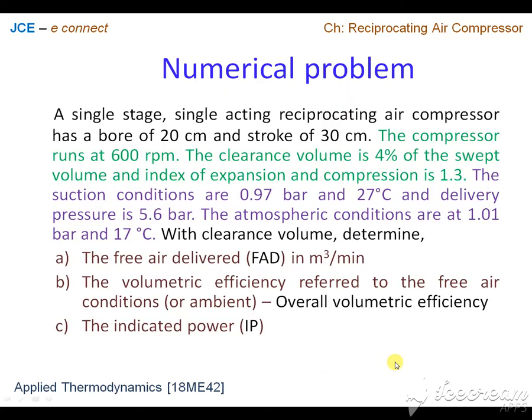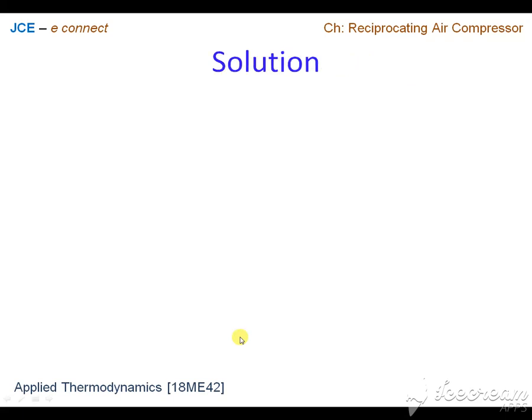Now let us look at the problem. We have a single stage, single acting reciprocating air compressor, with bore and stroke given to us, and the compressor is running at 600 rpm. Clearance volume is given to us, along with initial conditions with reference to suction, and the ambient conditions. The free air delivery, overall volumetric efficiency, and indicated power are the parameters to be worked out. Now let us move ahead.